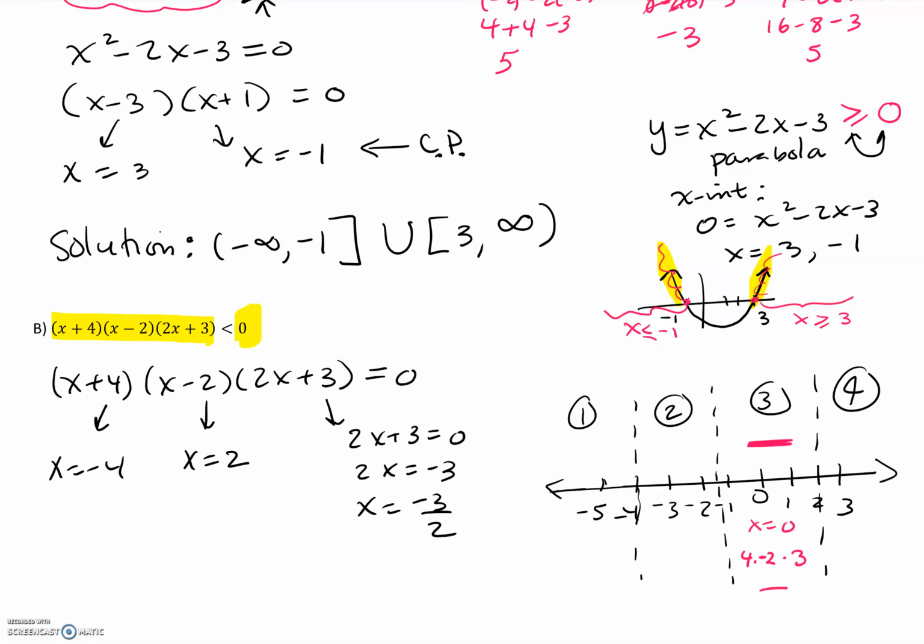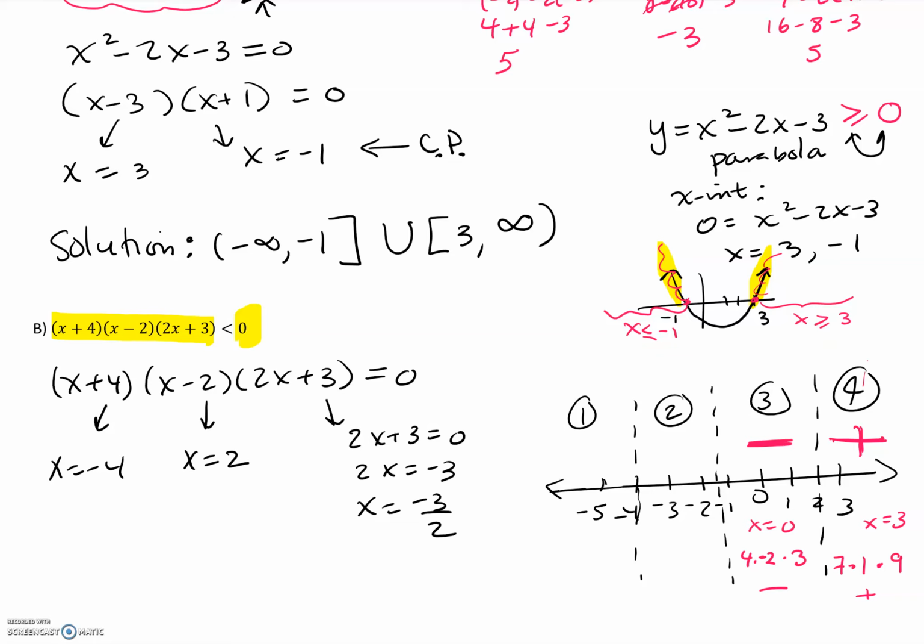Region 4, let's test x equals 3. If I test x equals 3 in my original expression on the left, I have 7 because I have 3 plus 4 in the first parentheses. Then 3 minus 2 is 1. Then 2 times 3 is 6, and 6 plus 3 is 9. So whatever that is, who cares? It's going to be a positive number.